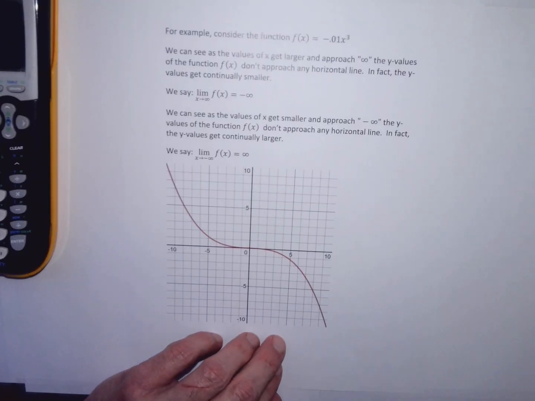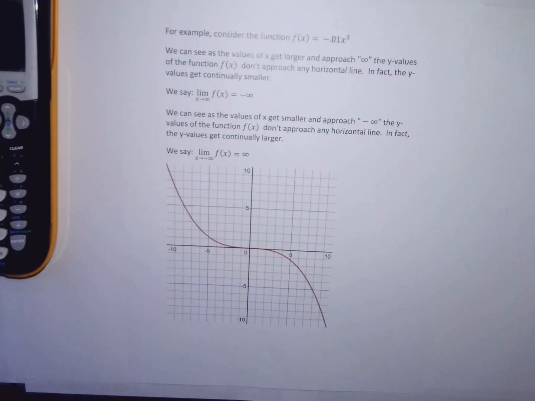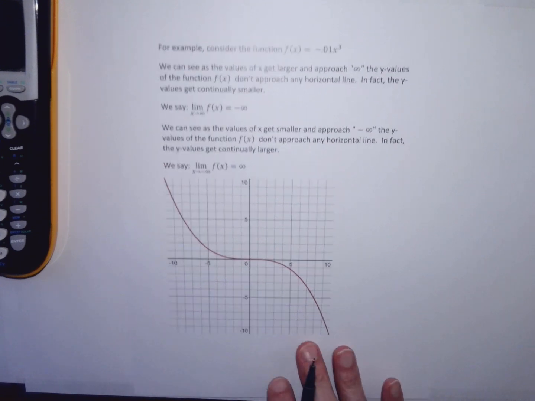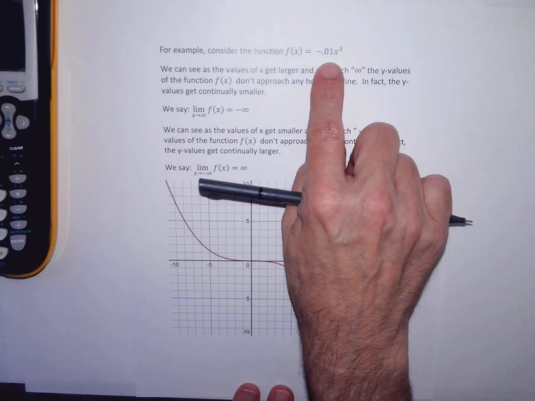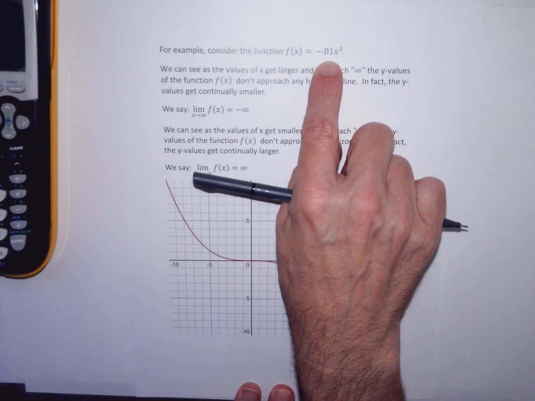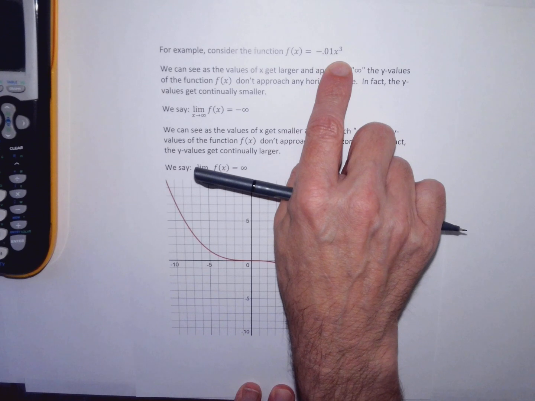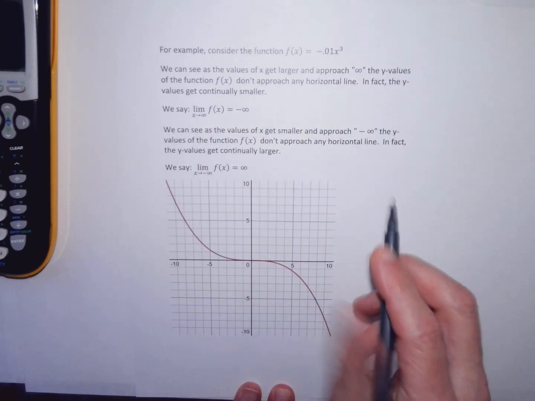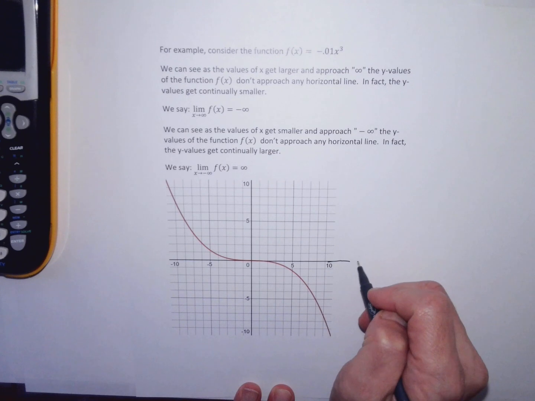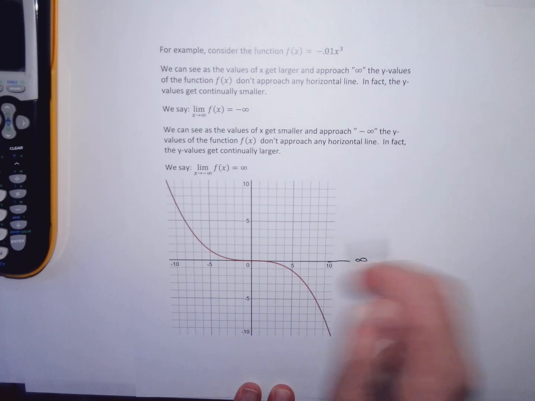Graphs don't need to flatten out when we get to the far right edge or the far left edge of the x-axis. And when that happens, the limit doesn't exist. So I graphed this function, negative 0.01 times x to the third power. And if I wanted to find the limit as x approaches infinity, I'd march over to the far right edge of the x-axis and I'd look for the graph.